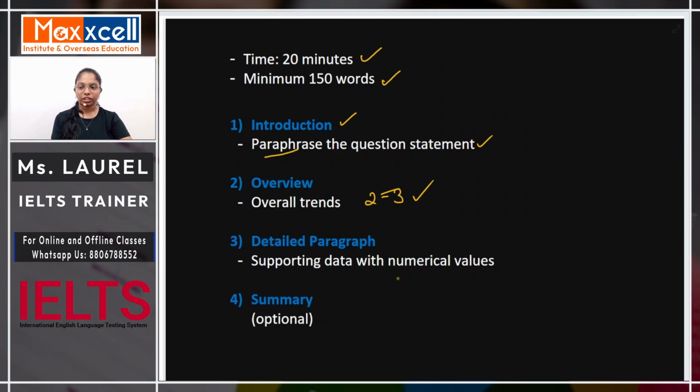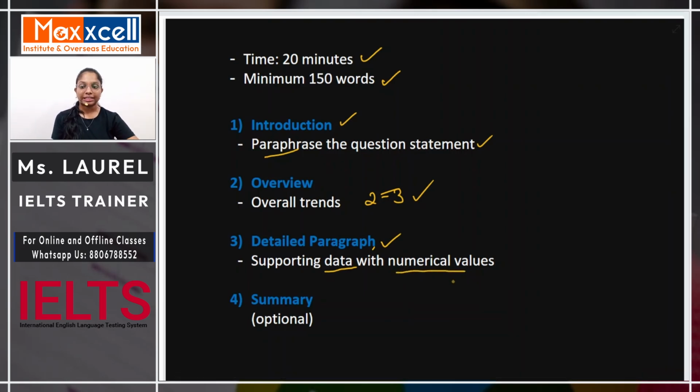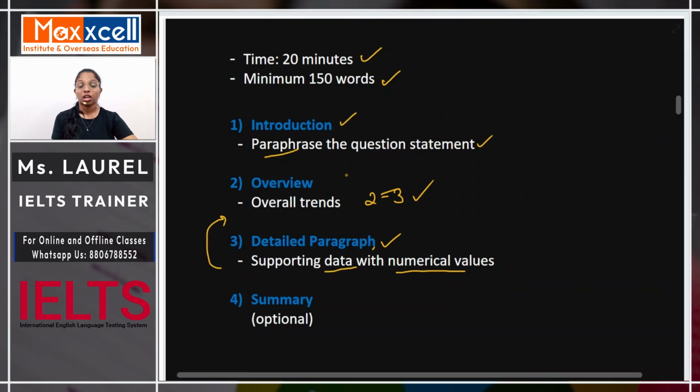Coming to the third paragraph, it is the detailed paragraph, and in the detailed paragraph you need to write the supporting data with numerical values. So all the numbers, all the figures, all the very precise data has to be given in the detailed paragraph. And very importantly, this detailed paragraph and all the data that you put here has to support your overview. So whatever overall trends you mention in your second paragraph, the third paragraph has to support your second paragraph. So it is linked.